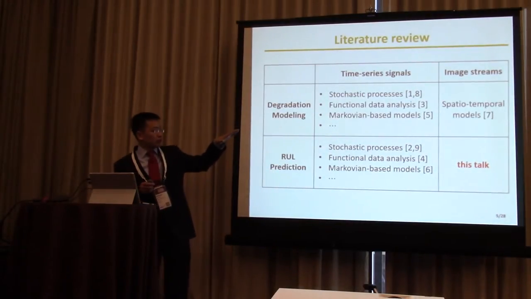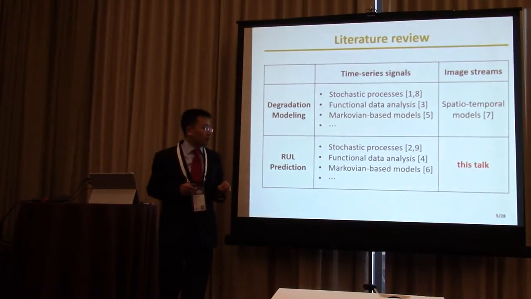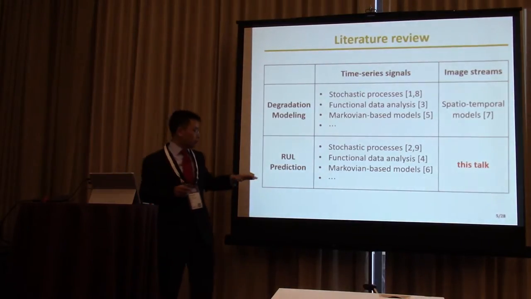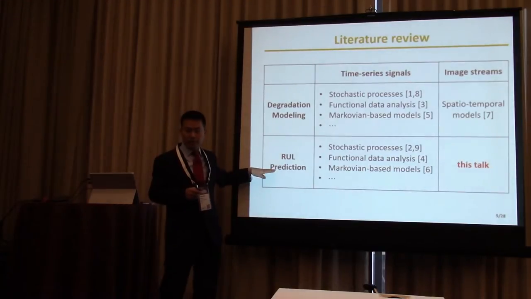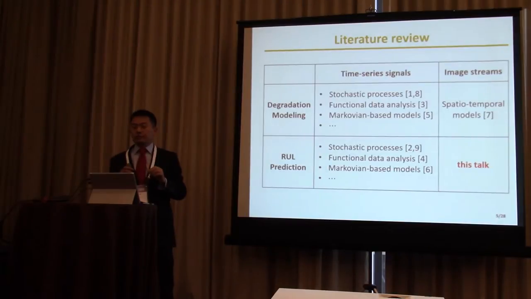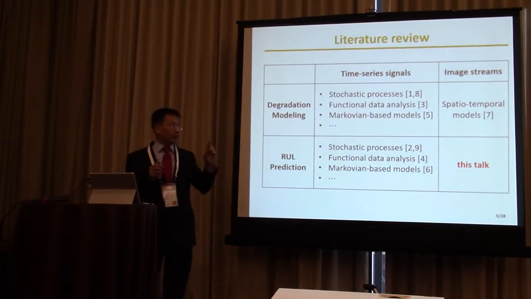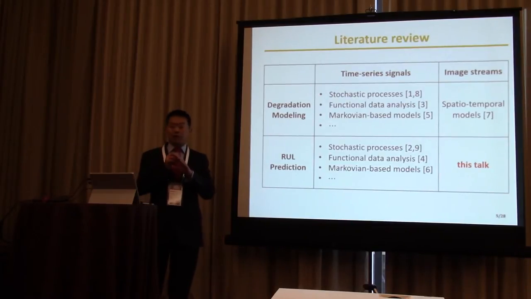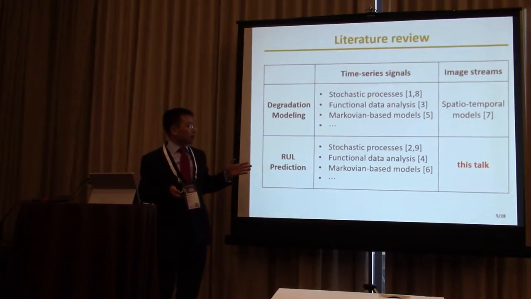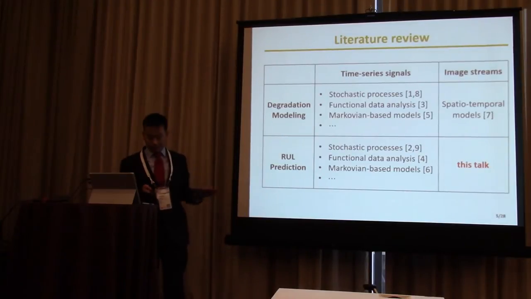There are a few works that use image streams for degradation modeling with spatio-temporal models. However, those spatio-temporal models are hard to extend to RUL prediction. One reason is that it's hard to define the failure threshold for a spatio-temporal process. The other reason is that it's hard to use a spatio-temporal process to do long-term prediction. So in this talk, we are going to develop a model to use image streams to predict the RUL of our system.